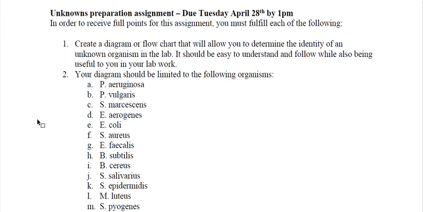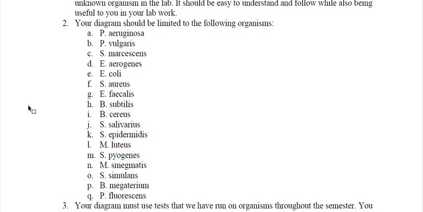So that's why I say a diagram or a flow chart, and I'm going to show you an example in a few minutes of one of those. So you need to somehow devise a plan to where if you were to walk into the laboratory, you know exactly what test you're going to start with, and if you get a positive or a negative for this test, then you know what test you'll do next in order to further figure out what organism you have. So in the second part, your diagram should be limited to these following organisms.